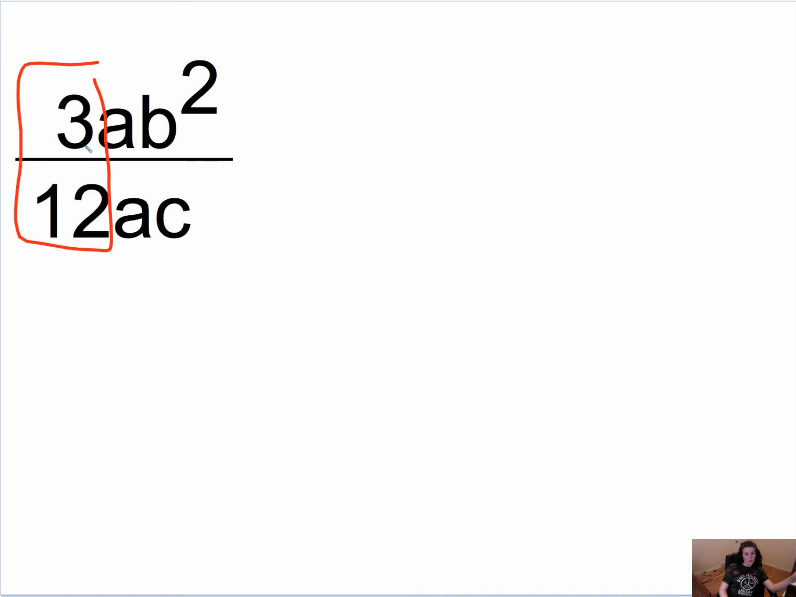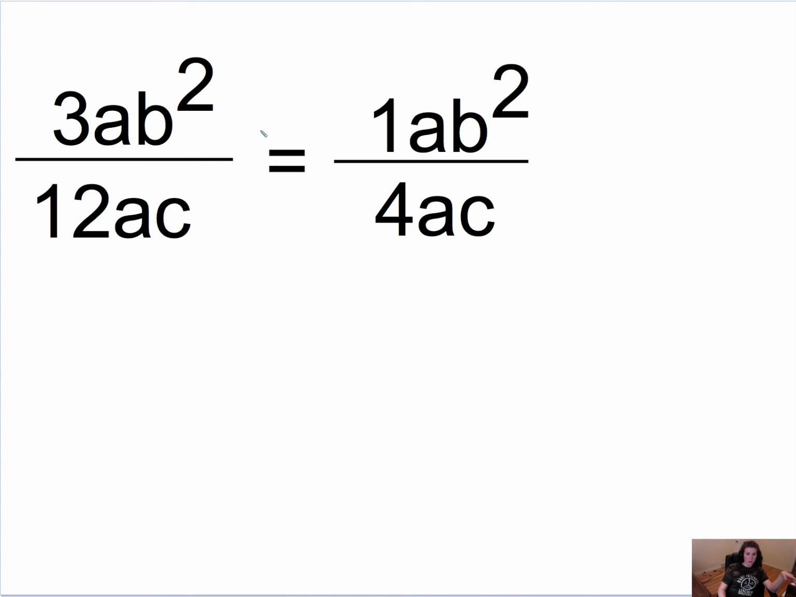What is a common factor of 3 and 12? Obviously 3. We can divide both of those by 3 in order to simplify it. So 3 divided by 3 would be 1, and 12 divided by 3 would be 4, which is what I wrote right here. So we have the 1 over 4. I kept everything else the same because we haven't even done anything with the variables yet. We're just looking at the numbers.